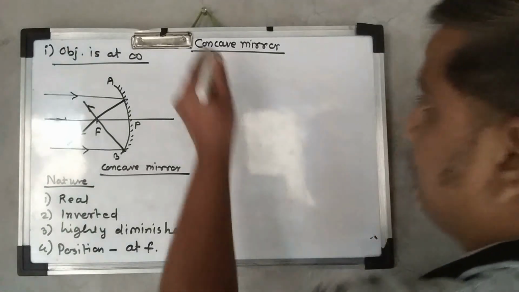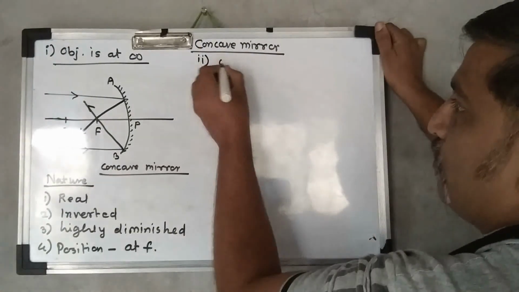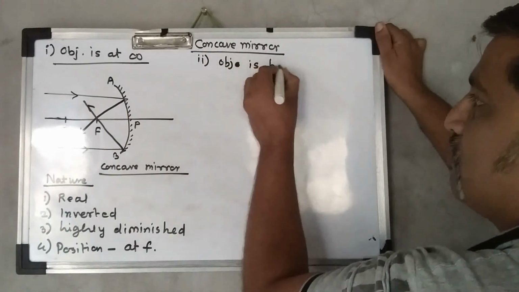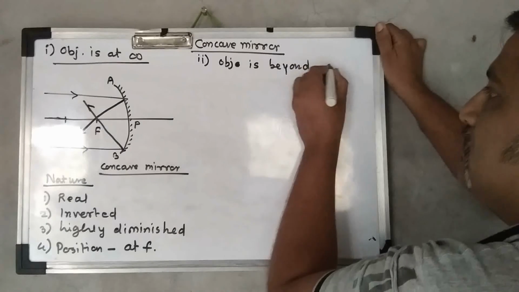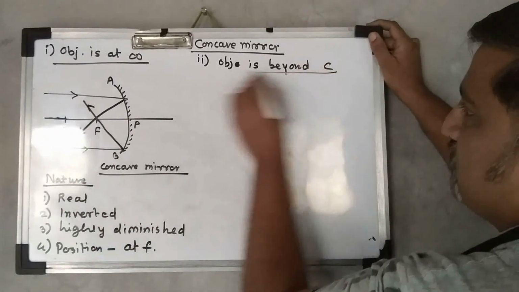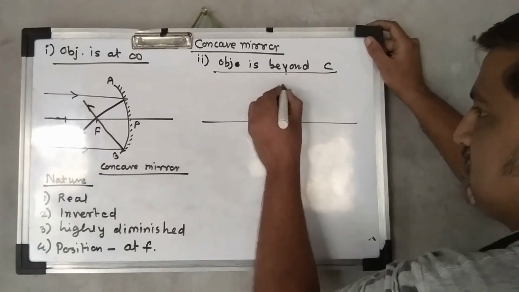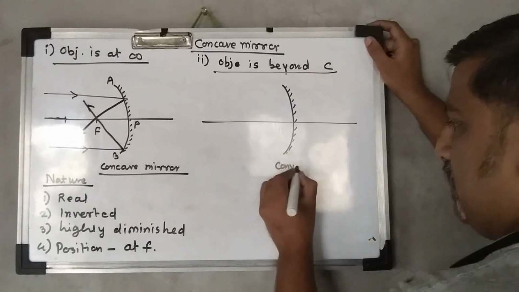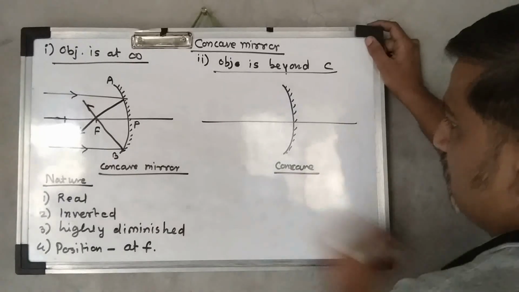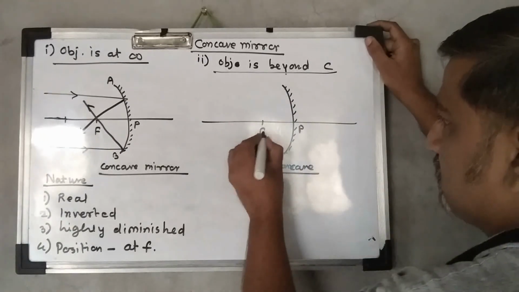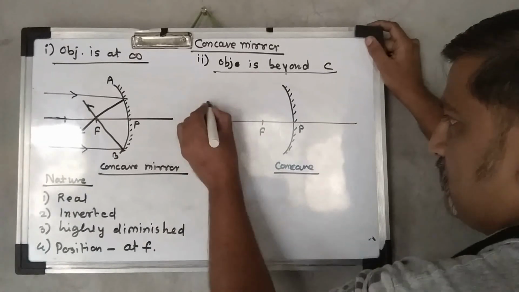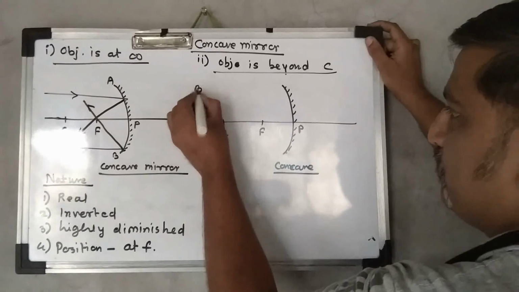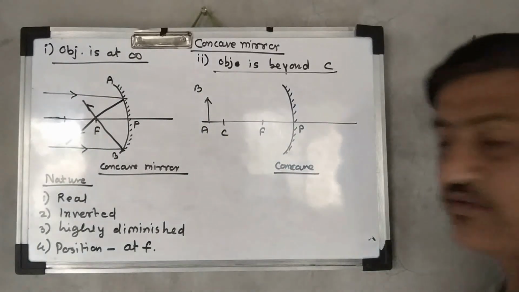Okay, next. Second case: the object is beyond the center of curvature. Again, principal axis, and the mirror is the same, concave. Pole, focus, center of curvature. The object is say AB, which is beyond the center of curvature.